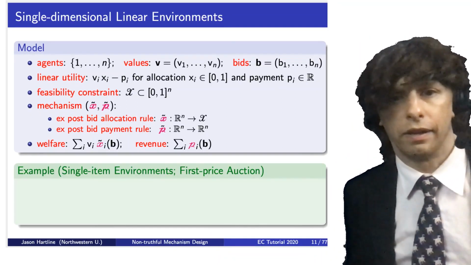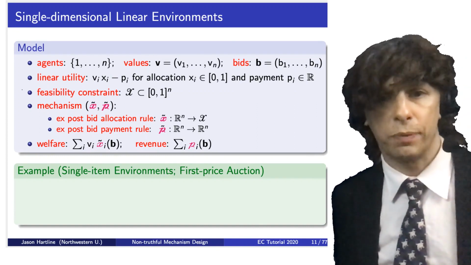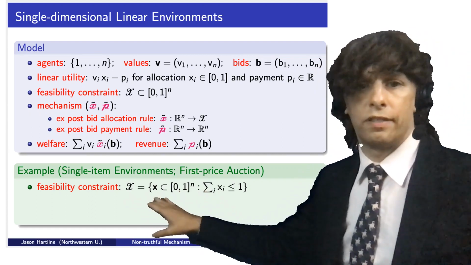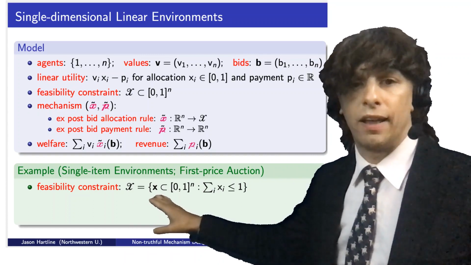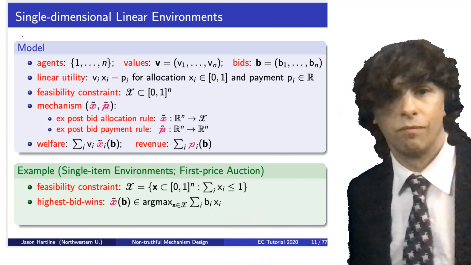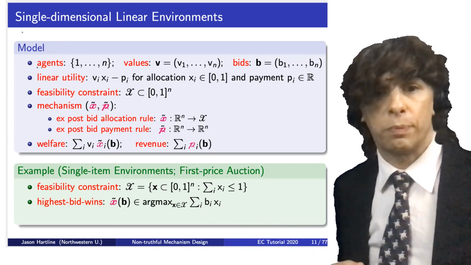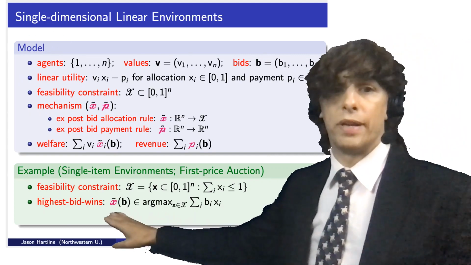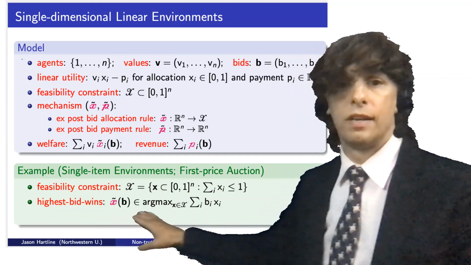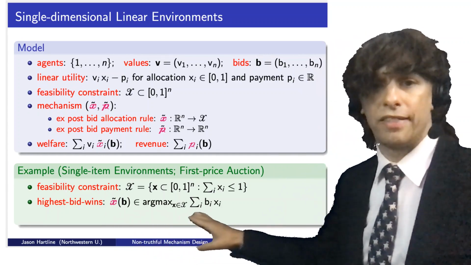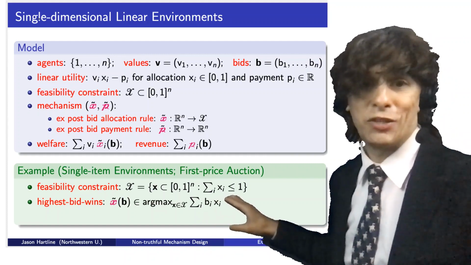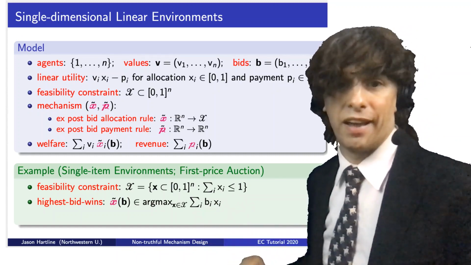Looking at the single item example with the first price auction, the feasibility constraint for a single item environment is just that the profile of allocation probabilities needs to sum to at most 1, since we have only one item to sell. The first price auction is a highest bid wins allocation rule. So the ex post allocation rule takes the profile of bids and selects the allocation that's feasible and maximizes the sum of the bids. And for a single item feasibility constraint, this is just selecting as a winner the bidder who has the highest bid.